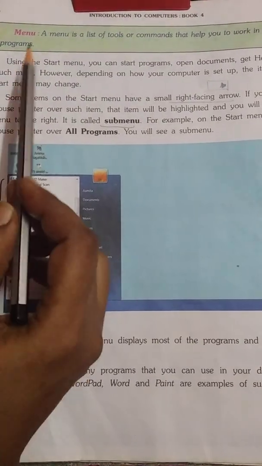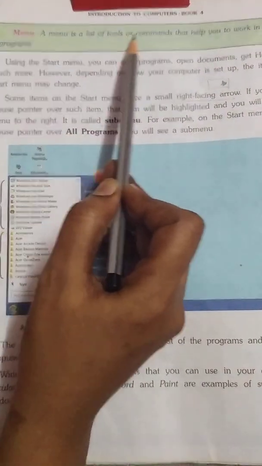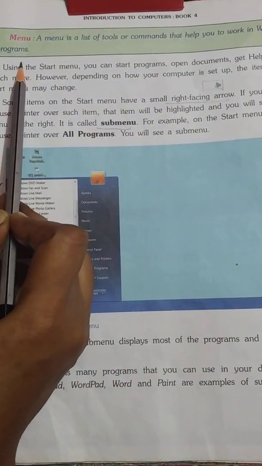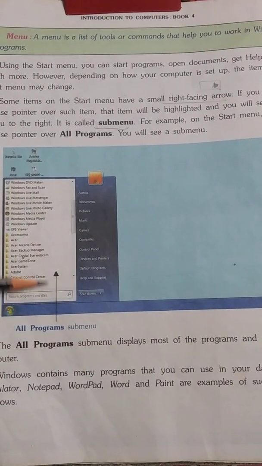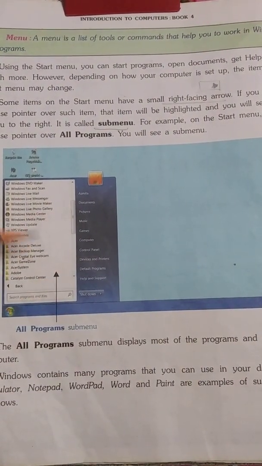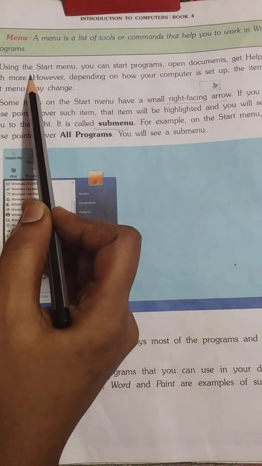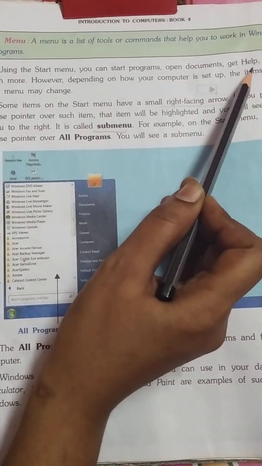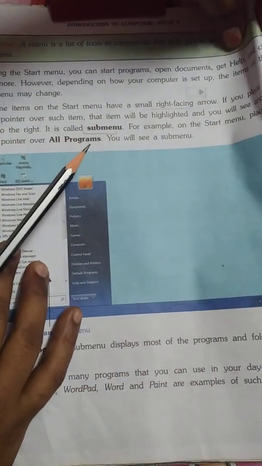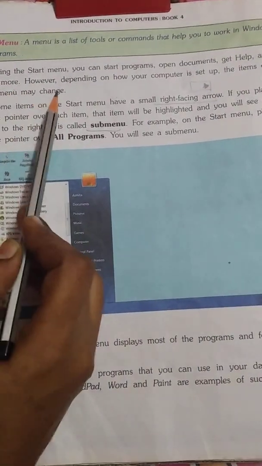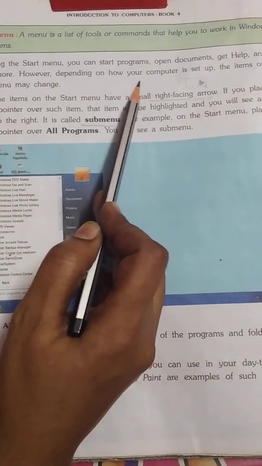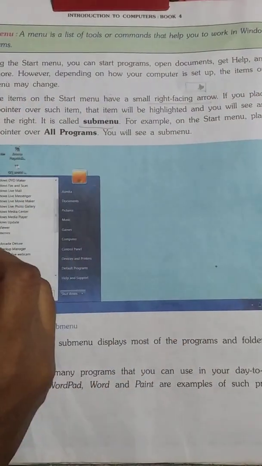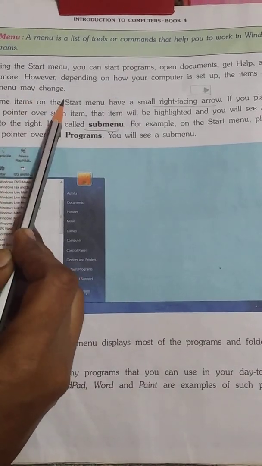Now students, what do you mean by the menu? The menu is a list of tools or commands that helps you to work in the Windows program. See, this is called menu bar. Okay, menus. Now using the start button, you can start programs, open documents, get help, and do much more. However, depending on how your computer is set up, the items on the start menu may change.